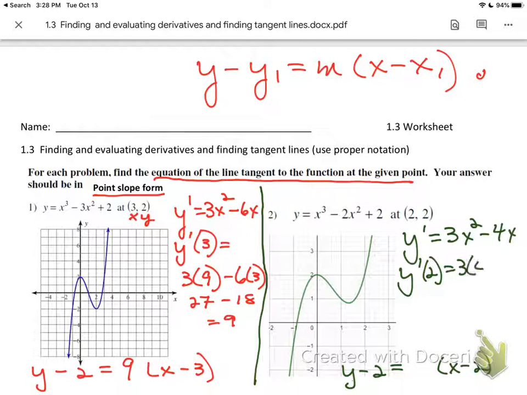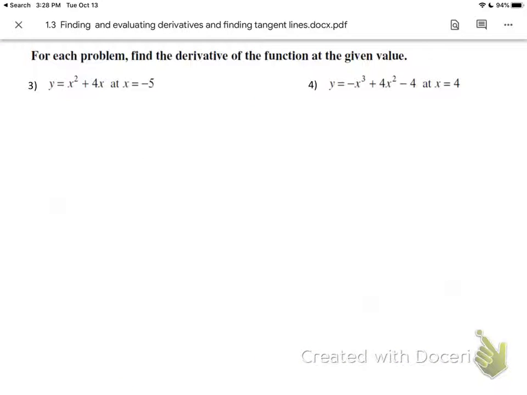So this is 3 times 4 minus 4 times 2. So that's 12 minus 8. Looks like that should be 4. And that's done. Okay, let's go to the next page. For each problem, find the derivative of the function at a given value. So the given value is your x.